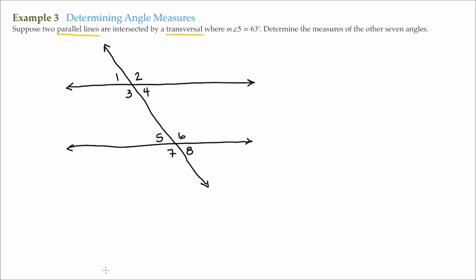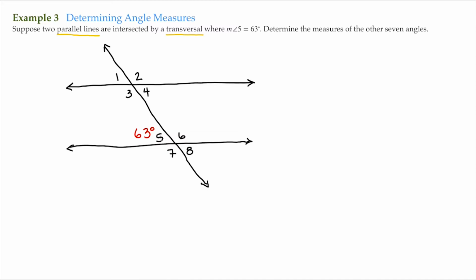So now that we understand all that, we can go ahead and start answering some of the problems. And of course, we're going to determine the measures of the other 7 angles. So this angle here, angle 5, is 63 degrees. So I'm just going to put that in right there. Now, what we're going to do is determine the other 7 angles.